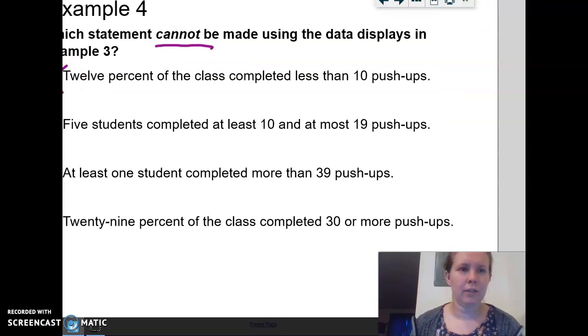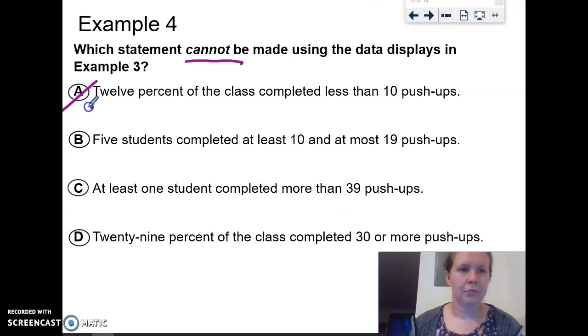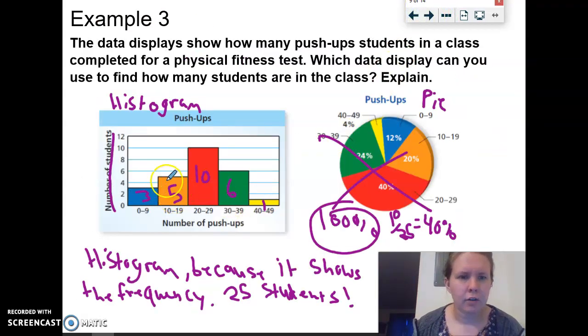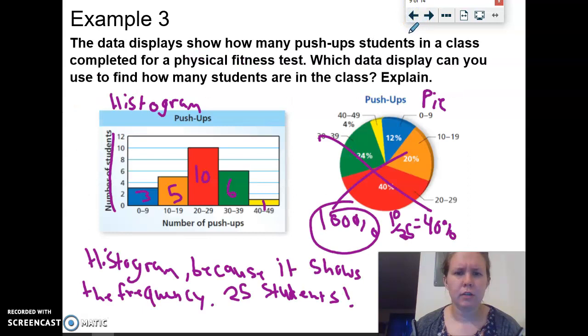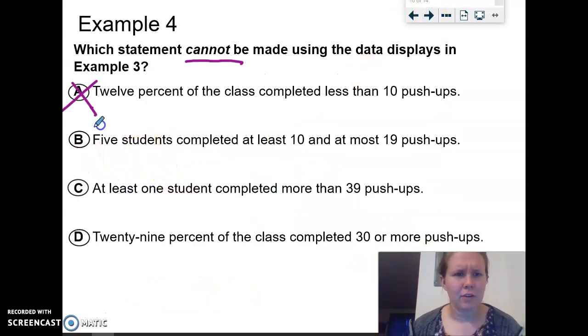Oh, I accidentally moved us. Hold on. All right, B, 5 people completed at least 10 and at most 19 push-ups. Was it 5 people who were in that 10 to 19 range? Yeah, I would say that B is probably our answer, but let's keep thinking. C, at least one student completed more than 39 push-ups. Yes. True. Oh, remember, we don't want the ones that are true. So that was true. Gosh, I confused my own self.